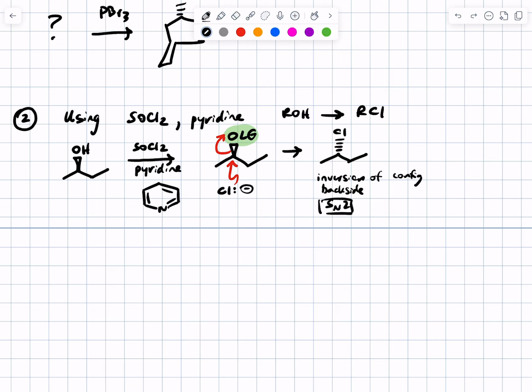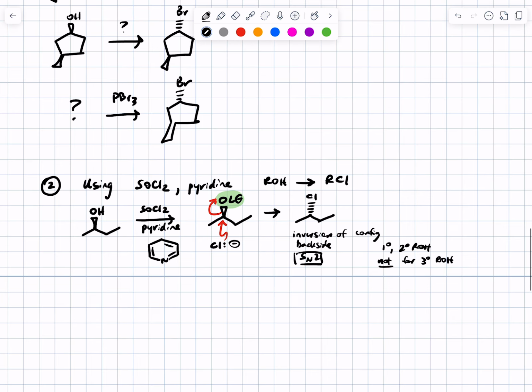All right? So because this is SN2, we'll do this for primary and secondary alcohols, but not for tertiary alcohols. If we want to make an alkyl halide out of a tertiary alcohol, we'll just use HCl. You can do follow-up reactions after the fact with the resulting alkyl halide. For example, if you chose in the first step to use SOCl2 and pyridine.